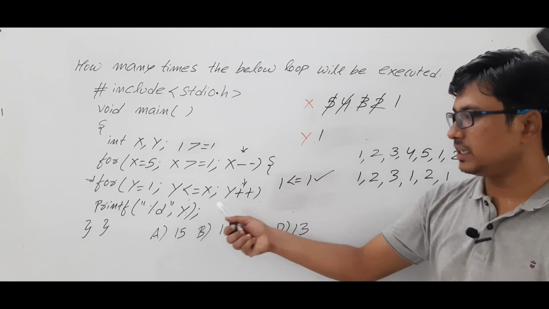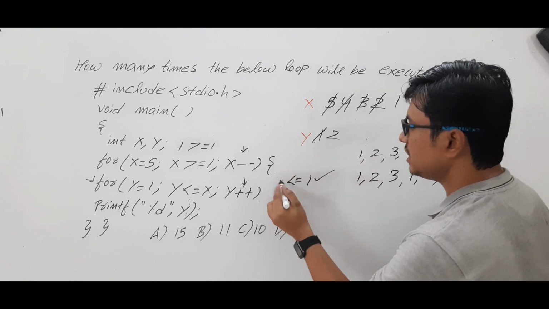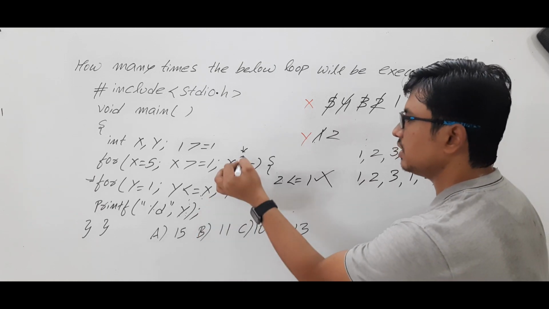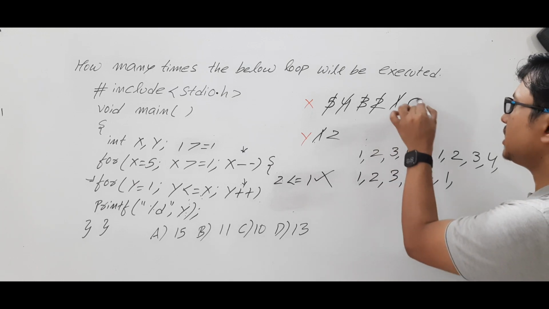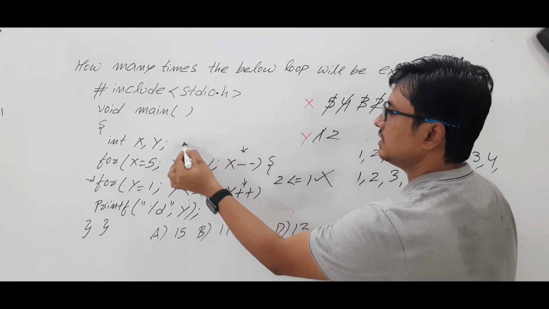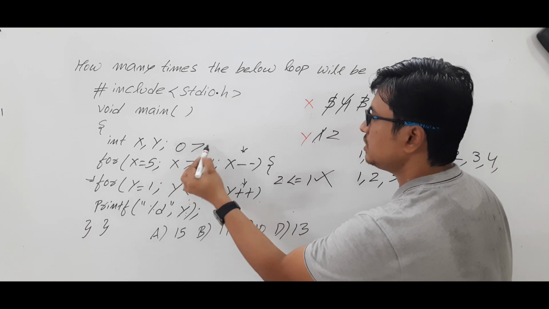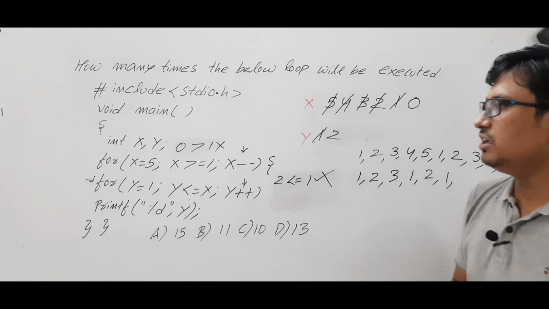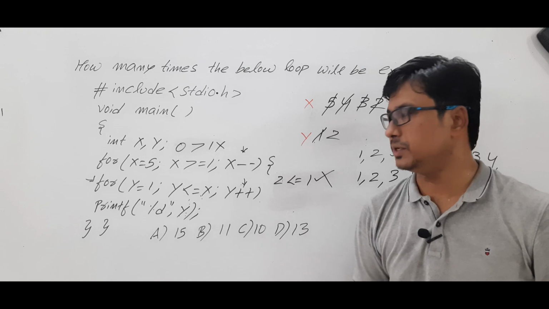Okay. Once it is done, you will go for the y plus plus. Y value will become 2. 2 is less than or equal to 1. Wrong. This condition is failed. If this condition is failed, you will go to the x minus minus. X value is 1. Minus minus means x value will become 0. Then you will check the condition. X greater than or equal to 1. X value is 0. 0 is greater than 1. Wrong. 0 is equal to 1. Wrong. This condition is failed. If this condition is failed, it will come out from the for loop. After that, there is no statement, so completed.